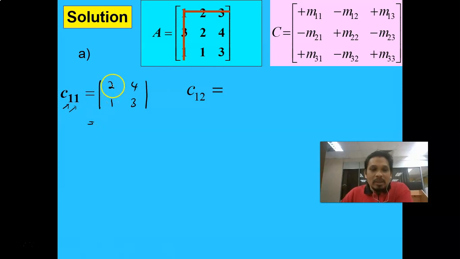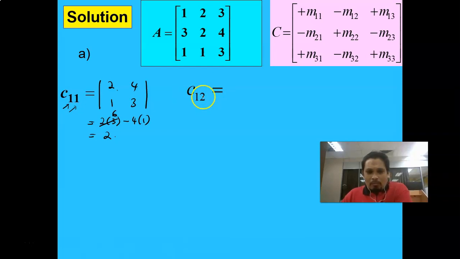So we multiply 2 times 3 minus 4 times 1. 2 times 3 equals 6, and 6 minus 4 equals 2.